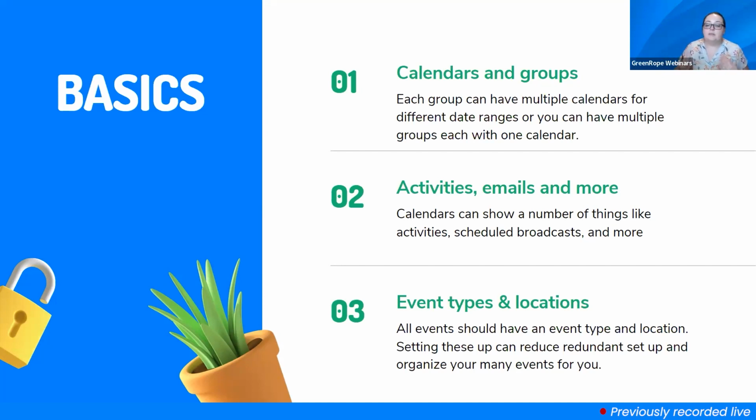And then lastly, the big things when we're talking about setting up a calendar for the first time is you want to make sure that you check your event types and your event locations. And we'll be going over those in a minute. But those are the two big ones that are used for everything. So every event needs an event type and a location. So definitely make sure that you have those set up and we'll show you how to do that.